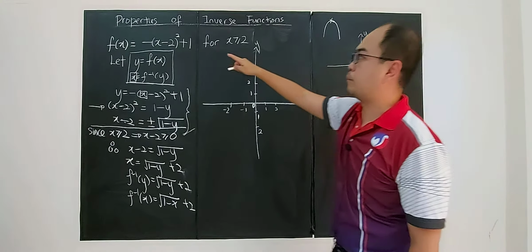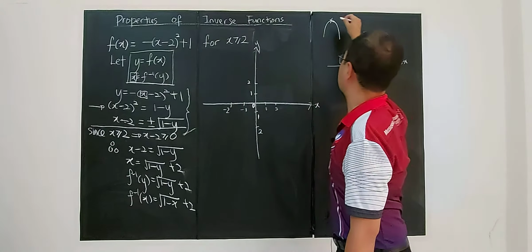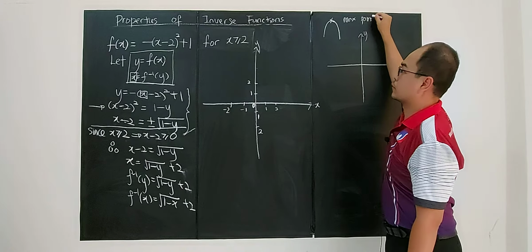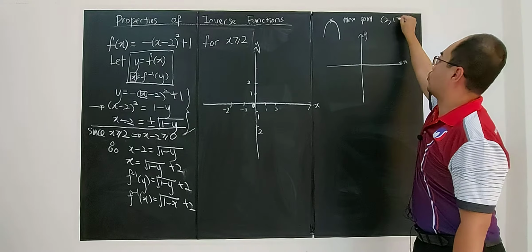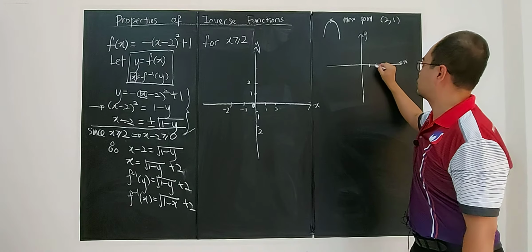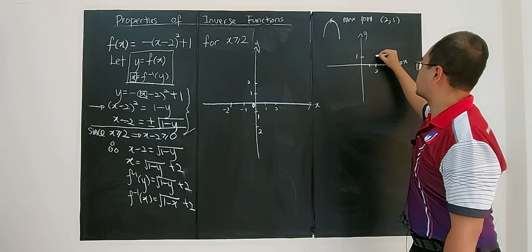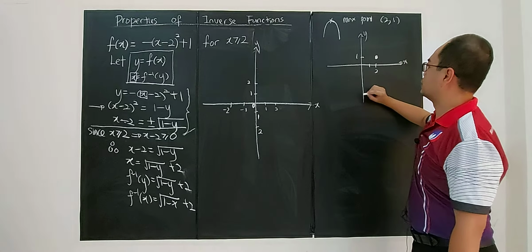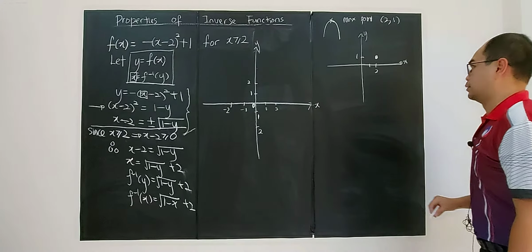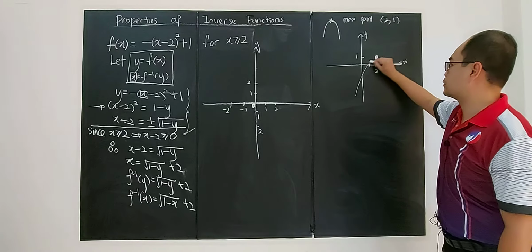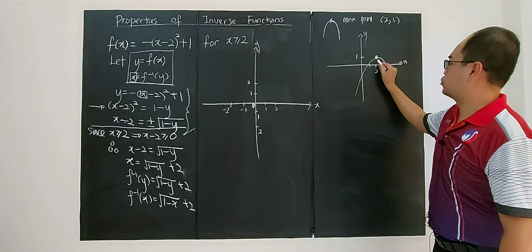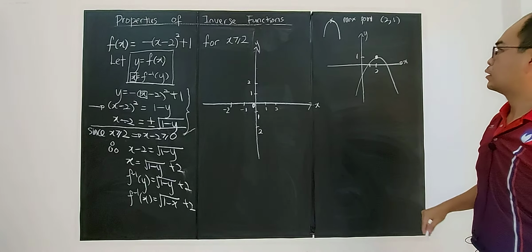So what is the maximum point in this case? The maximum point will be (2, 1), right? So this will be your maximum point. Supposedly, the graph will look something like this. Plus (2, 1), so the graph will be going down.